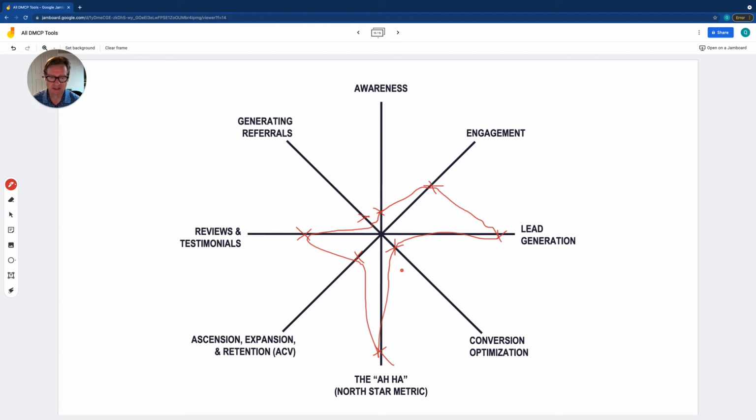And we can see there's certainly some areas where we're doing very well, and we don't need to focus so much on those. And we're doing okay here, but we're doing very badly at the awareness stage, very badly at generating referrals, bad at the conversion optimization phase. Okay, could do better at the review stage. And we have a very bumpy wheel.